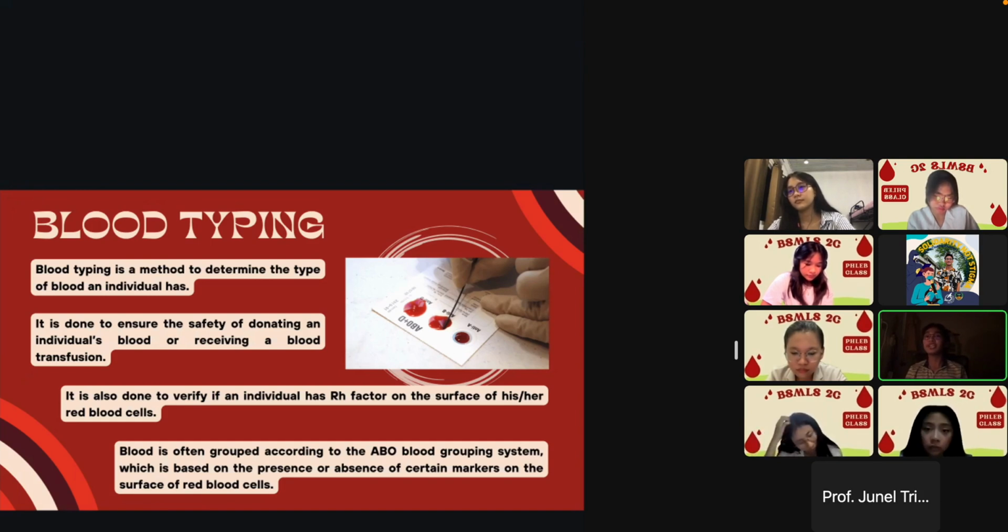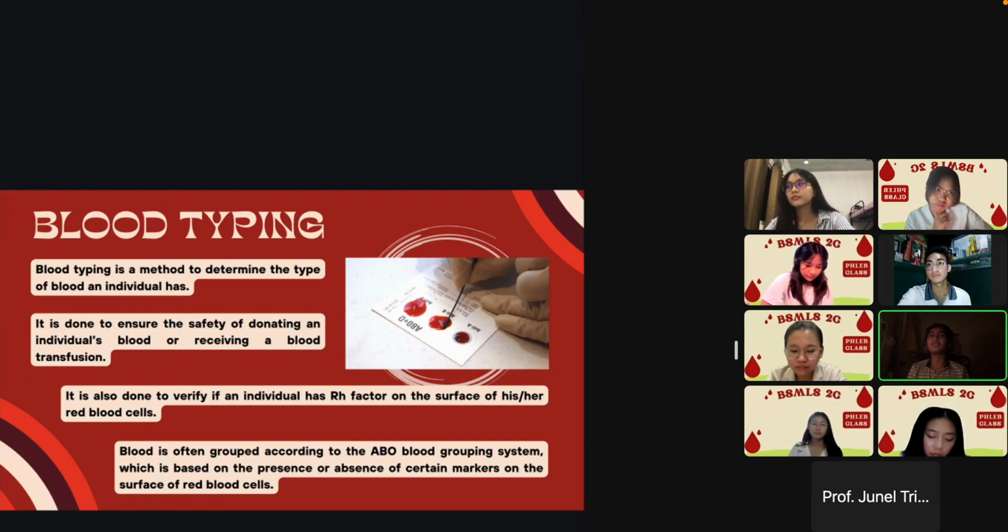So guys, ano ba yung RH factor? So yung RH factor yung tinatawag natin, ito yung parang positive or negative na sinasabi nila after ng blood type natin. So for example, AB positive. So yung positive is the RH factor. Ibig sabihin RH positive siya. So blood is often grouped according to the ABO blood grouping system, which is based on the presence or absence of certain markers on the surface of red blood cells.